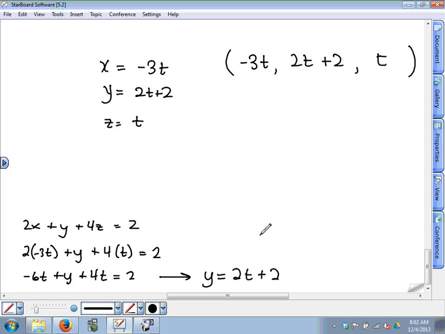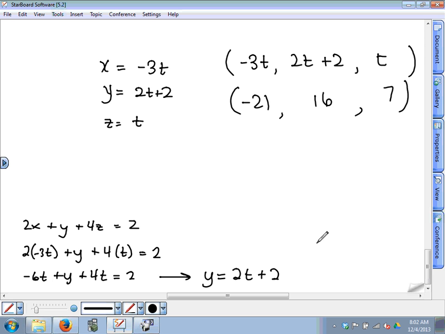Now why do this? Why is it necessary to parameterize? Using this as a model, we could make an infinite list of ordered triples that would satisfy each equation, simply by letting t equal any number we wanted. For example, somebody yell out a number for t. 7. All right. If t is equal to 7, what are the rest of the numbers? Negative 21 and 16. That would be an ordered triple that would satisfy all three of the equations.